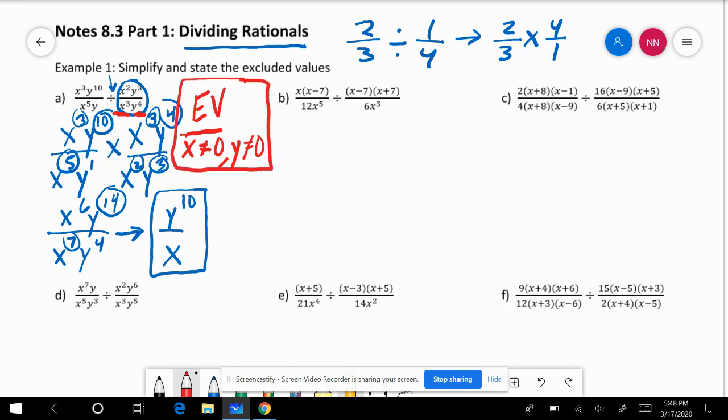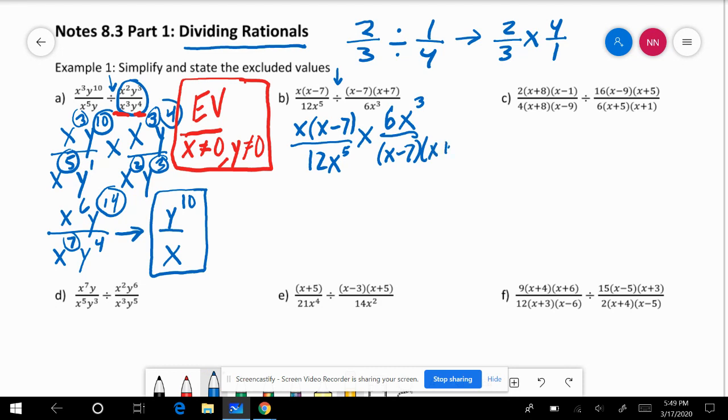Now, if we're looking at our second one, we're going to do the exact same thing. What we're going to do is we're going to flip it. So we have x minus 7 over 12, x to the 5th. Changing it to multiplication. It was division, now it's multiplication. We're going to flip it. 6x to the 3rd. And then what we have is x minus 7, x plus 7.